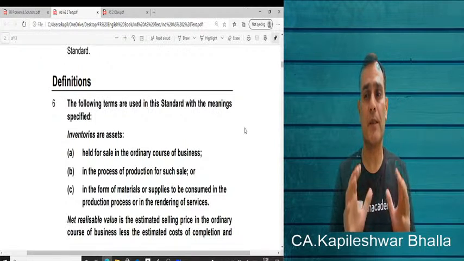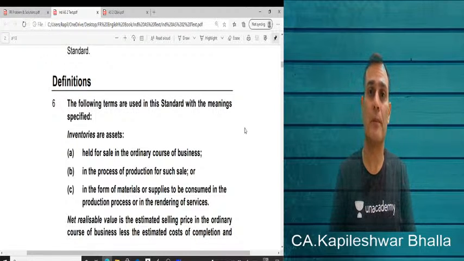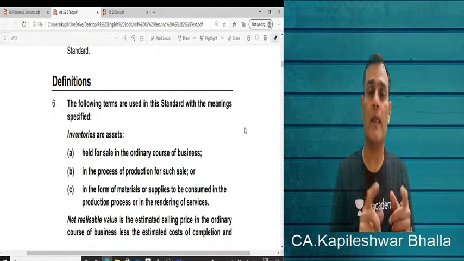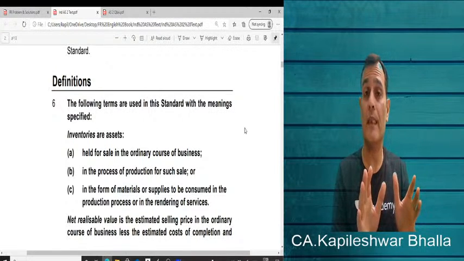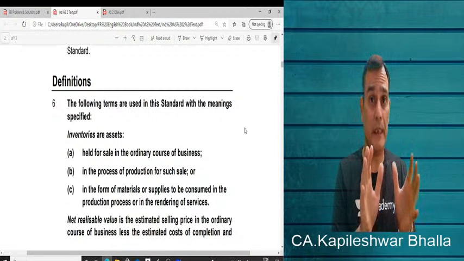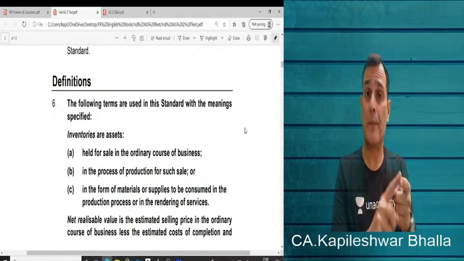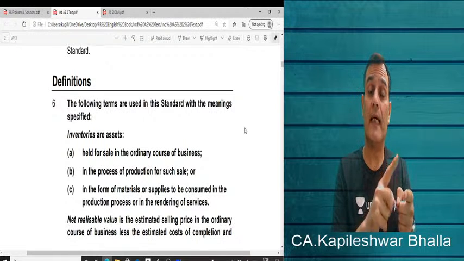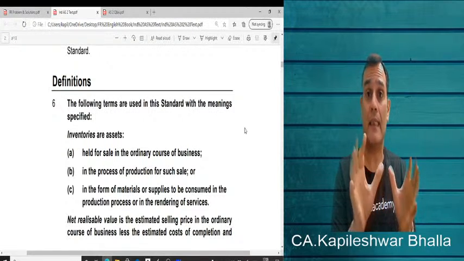I would say it is simply a two-step procedure. Step number one, zero down on the tangible or the intangible item. I'm being very clear that inventories can be tangible, inventories can be intangible. So step number one is to prove that the item, which is tangible or intangible in nature, is an asset.